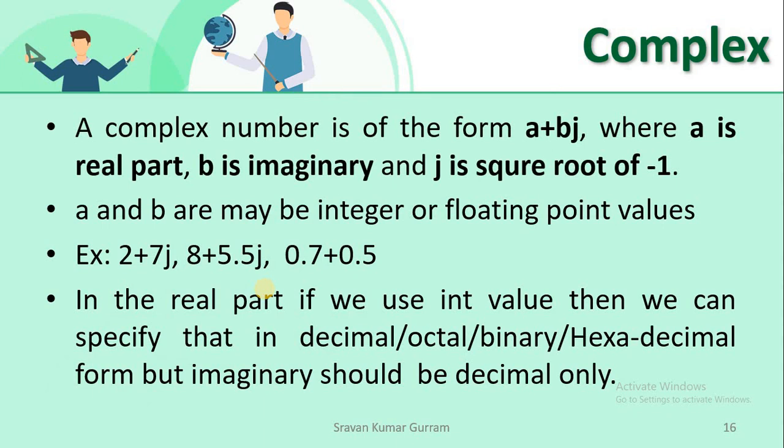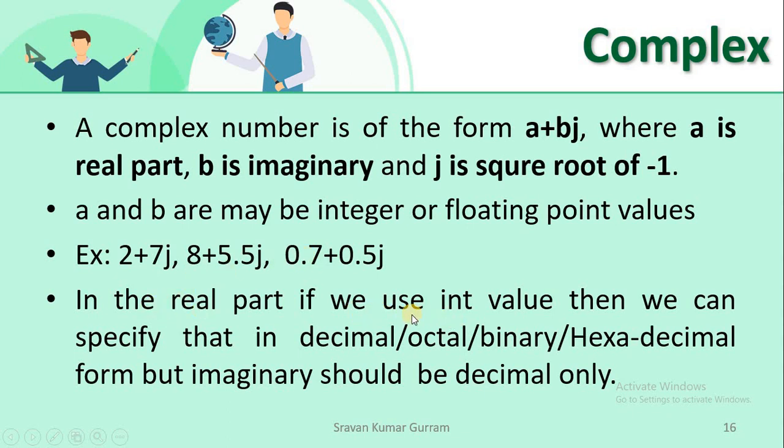Third category of the numeric data types is complex. A complex number is of the form a + bj, where a is the real part and b is the imaginary part. j is the square root of -1. Here a and b may be integer values or floating point values. 2 + 7j, here a and b, both are integer values. 8 + 5.5j, here a is an integer but b is a floating value. 0.7 + 0.5j. In this third example, both are floating values. These 3 are valid complex types.